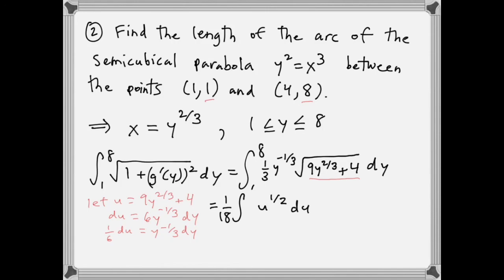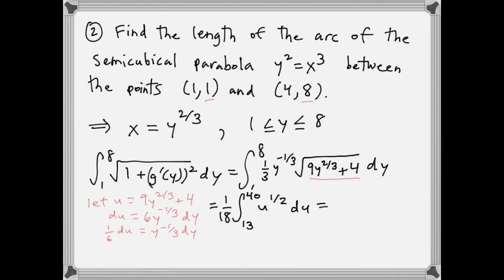What do I do about the limits of integration though? Instead of going from 1 to 8, I need to plug those into my u equation there and see what we get. So if I plug 1 in first, 1 to the 2/3 power is 1, times 9 is 9, plus 4 is 13. So this is going from 13 to what? So if I plug in 8 now, what's 8 to the 2/3? The cube root of 8 is 2, and then 2 squared is 4. 4 times 9 is 36. 36 plus 4 is 40. So I'm going from 13 to 40 now.